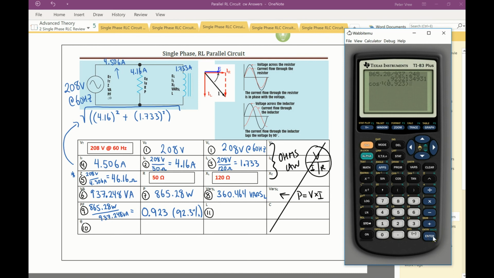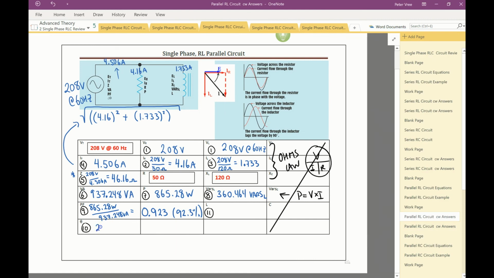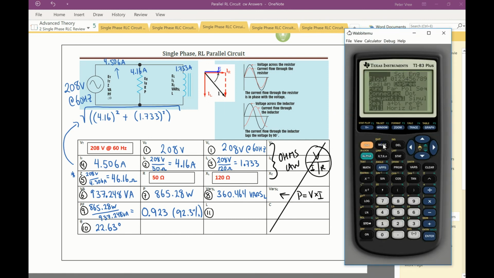If that's really efficient, then we should see a small angle difference between total voltage and total current. It gives me 22.63 degrees. Excellent. If you're not getting that value, then check your mode on the calculator. I'm in degrees right now. If you're in radians, you're not going to get the appropriate answer. It's going to give you a messed up value. So we got 22.63 degrees. That's the difference between total voltage and total current for the entire circuit.